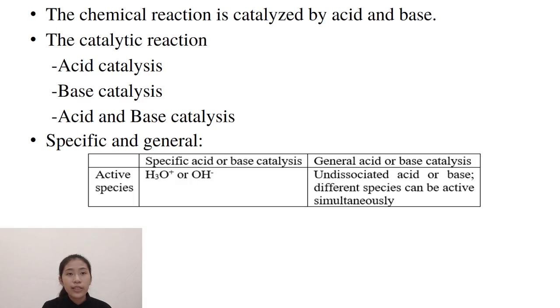Acid and base catalysis. The chemical reaction is catalyzed by acid and base. There are three types of catalytic reaction, which are acid catalysis, base catalysis, and acid and base catalysis. Acid and base catalysis can be divided into specific and general. For specific, the active species are H3O+ and OH-, while for general, the active species is undissociated acid or base.